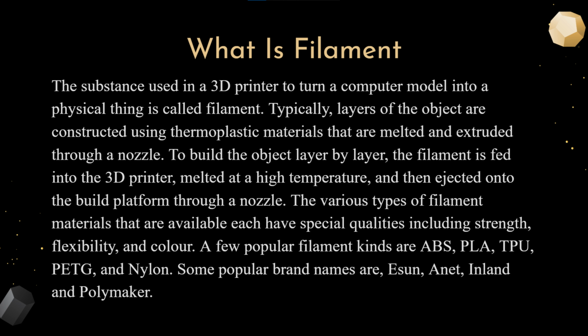The various types of filament materials that are available each have special qualities including strength, flexibility, and color. A few popular filament kinds are ABS, PLA, TPU, PETG, and NYLON. Some popular brands are eSun, ANET, Inland, and Polymaker.